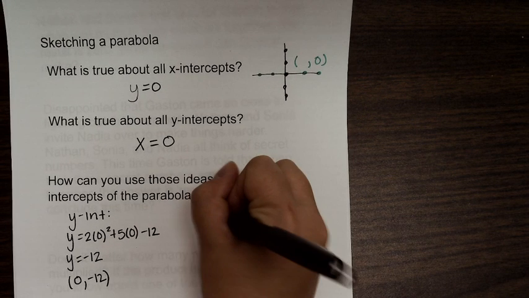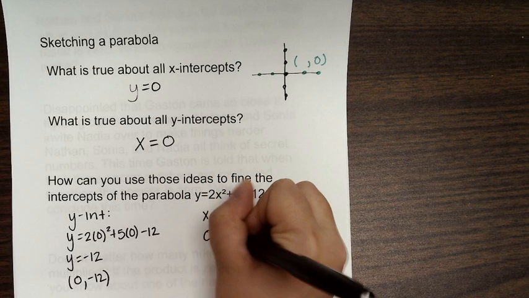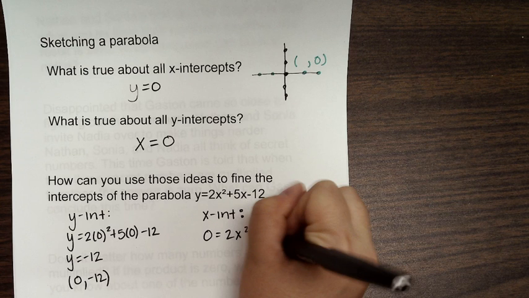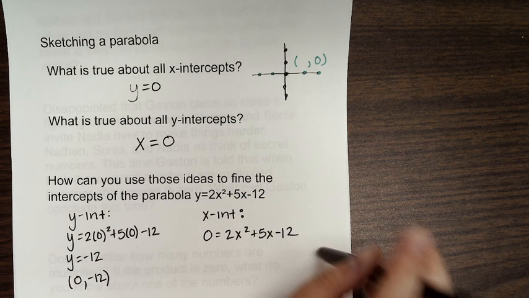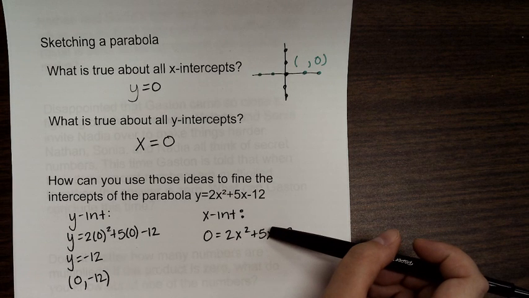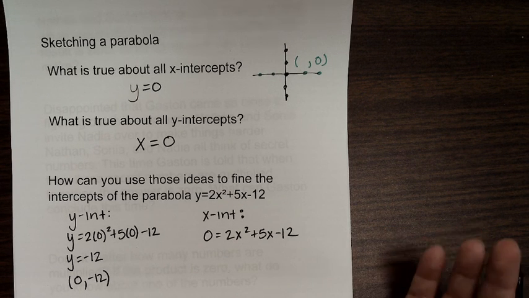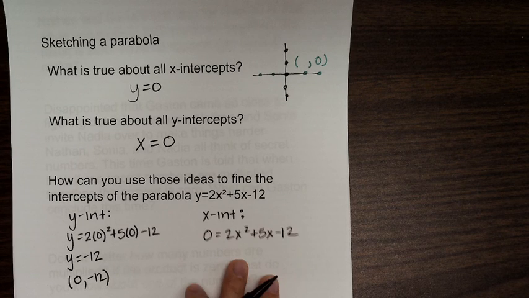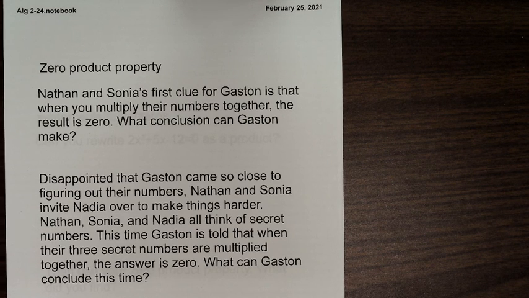Now we can find the x-intercept by setting y equal to 0. This is where we run into a problem right now. Because we have an x term and an x squared term, we can't just solve for x. We can't get x by itself. So in order to find these x-intercepts, we're going to have to take a side step and talk about something called the zero product property.